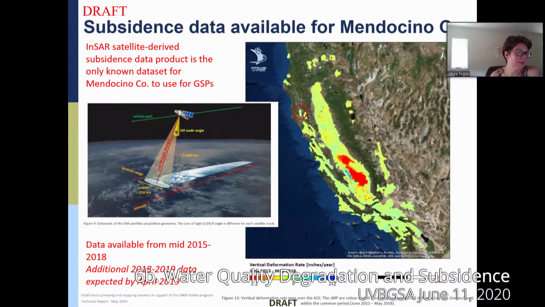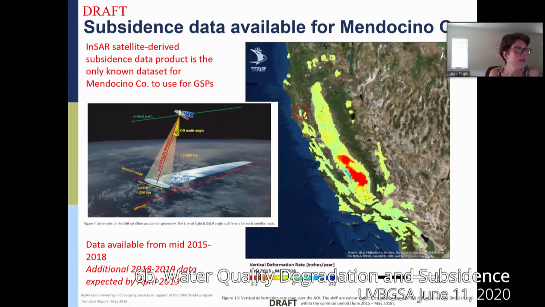So this is just to give you an idea of the maps of the entire state. The area in red is where you really see a significant impact of subsidence. Subsidence is an undesirable result. DWR is analyzing and providing these data for all the basins every year. So that's what we are monitoring. We are still waiting for the latest data. Our data is expected by April 2020.